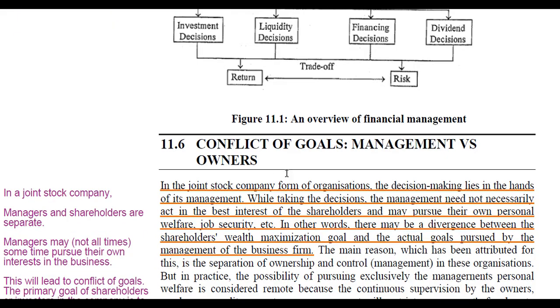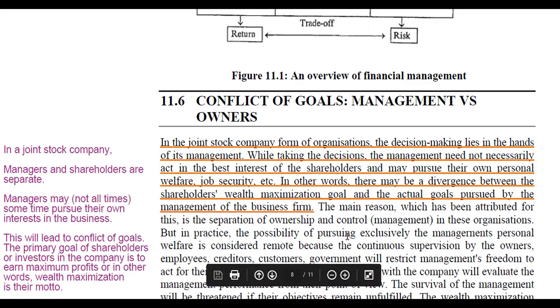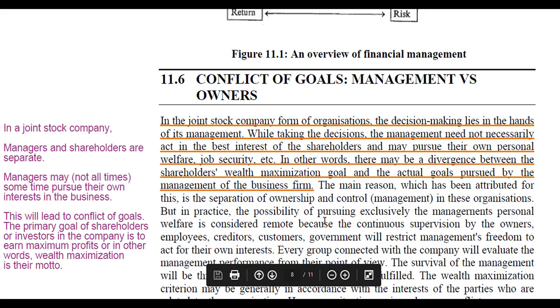Next, the conflict of goals between management and owners. In a joint stock company, meaning a company which is started by shareholders who put their money into the business, the business is run by a group of managers who are appointed or selected by the shareholders.